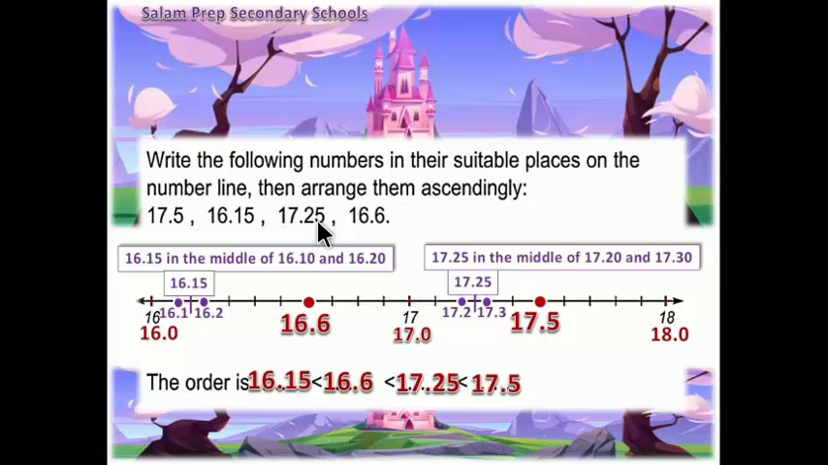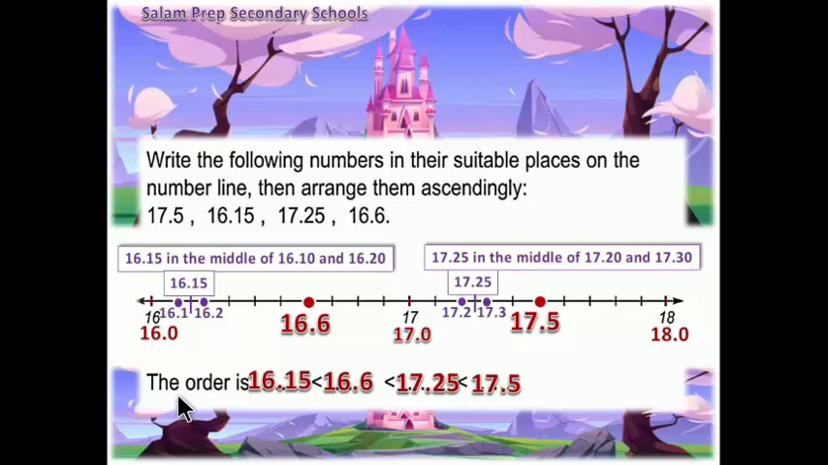17.25. We will go to 17. Okay? 17.25 is in the middle of 17.20 and 17.30. After 17.0, 17.1, 17.2. 17.2, in other words, 17.20. 17.3, in other words, 17.30. 17.25 is the middle of 17.20 and 17.30.